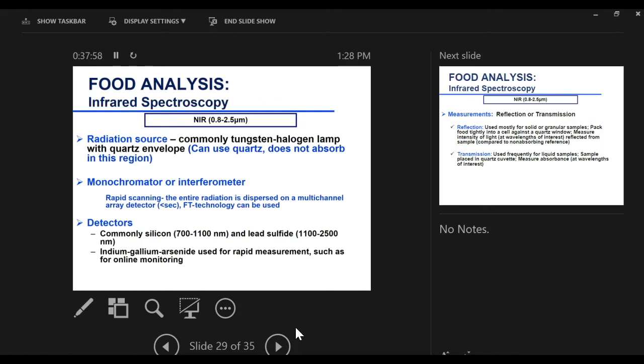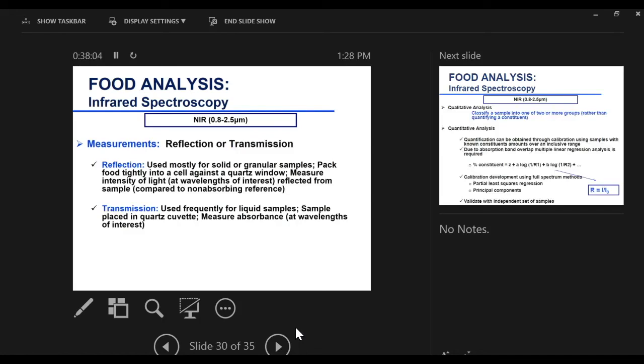You can measure reflection or you can measure transmission. Reflection is mostly for solid samples, which have to be packed tightly. You can use a quartz window for your cell. Quartz does not absorb light in this region. Or you can use transmission, and this is for liquid samples. Again, you place them in quartz cuvettes and measure absorption at different wavelengths.